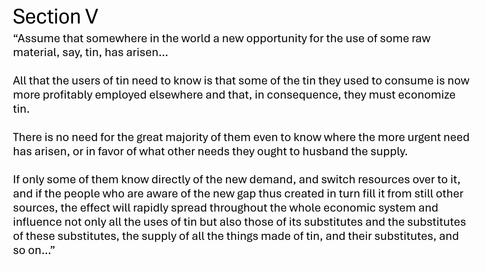If only some of them know directly of the new demand and switch resources over to it, and if the people who are aware of the new gap thus created in turn fill it from still other sources, the effect will rapidly spread throughout the whole economic system and influence not only all the uses of tin, but also those of its substitutes and the substitutes of these substitutes, the supply of all the things made of tin and their substitutes, and so on.